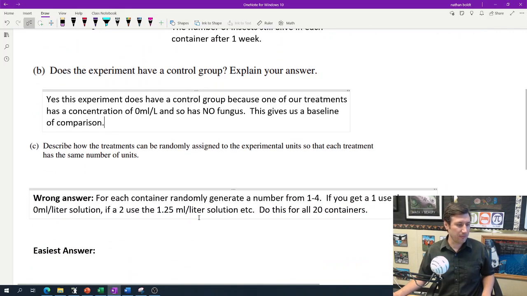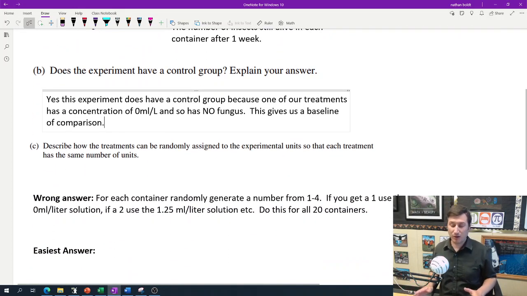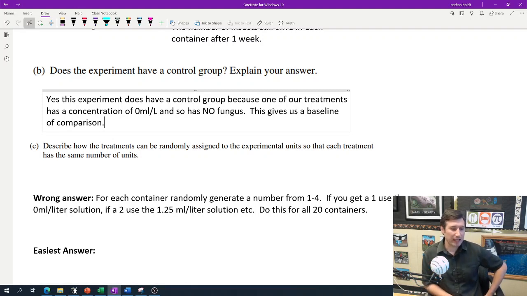Here's a wrong answer. Tempting, I know, but it doesn't quite do it. For each container, randomly generate a number from 1 to 4. If you get a 1, use the 0 milliliter solution. If you get a 2, use the 1.25 milliliter solution, etc. Do this for all 20 containers. Think about that. Pause the video if you need to. What's wrong with that? Why does that not work?